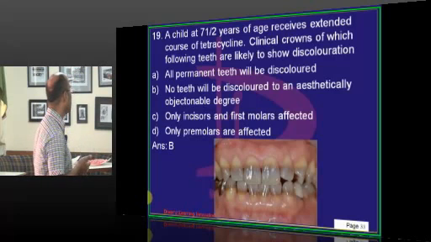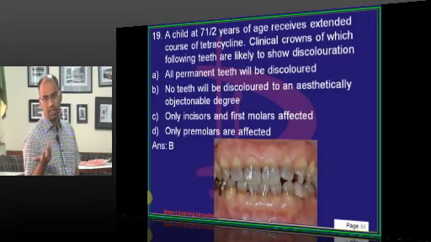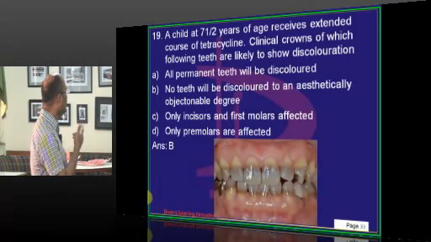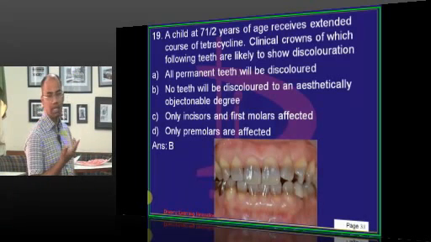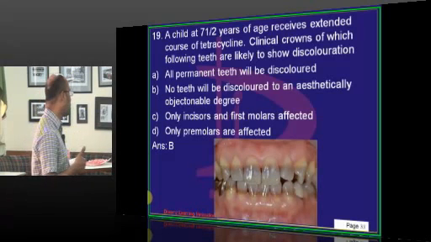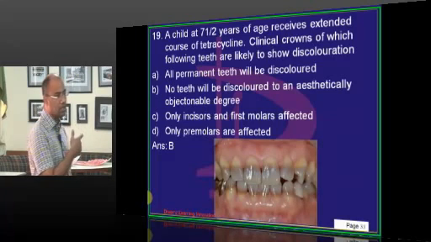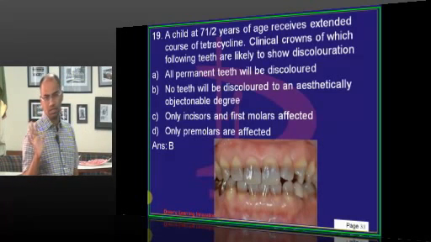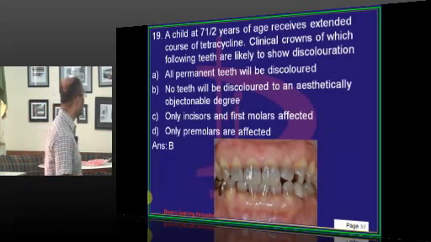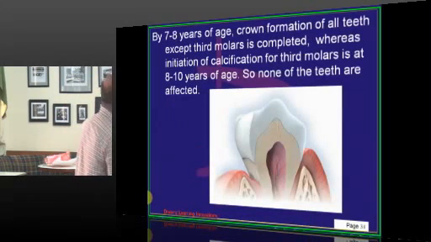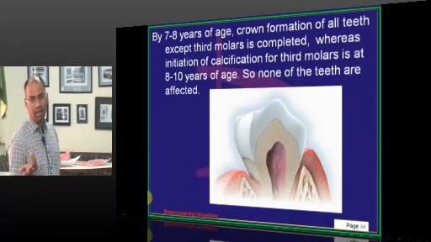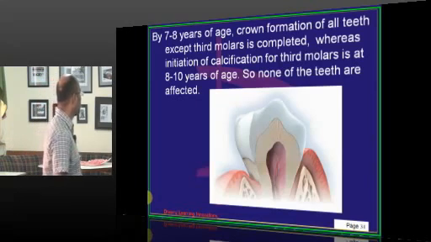So hardly will you see any objectionable or aesthetically displeasing teeth in the oral cavity. Will all the permanent teeth be discolored? Absolutely not, because by then calcification is done. Only incisors or first molars affected? Not the case. Only premolars? Not the case. The only teeth which would be affected here would be, at the most, your third molars or to a part second molars. Other than that, no other teeth will be affected. By 7 or 8 years of age, crown formation of all the teeth except the third molars is completed. So at 7.5, when he takes it, hardly there will be any effect.